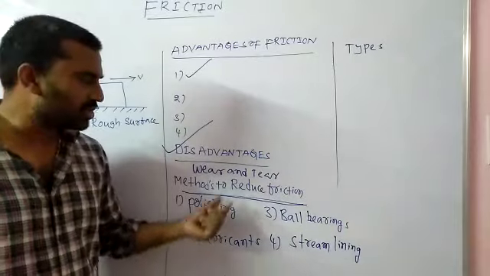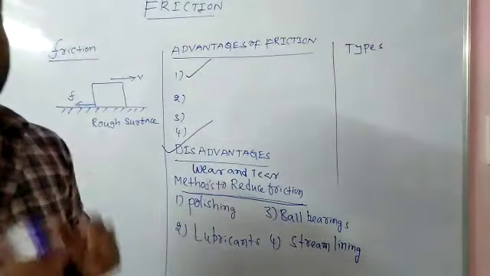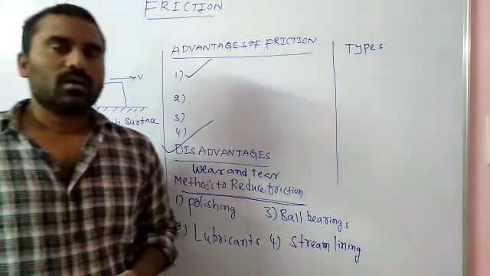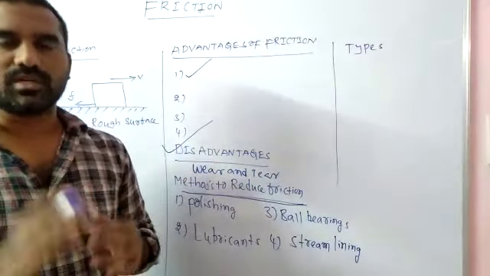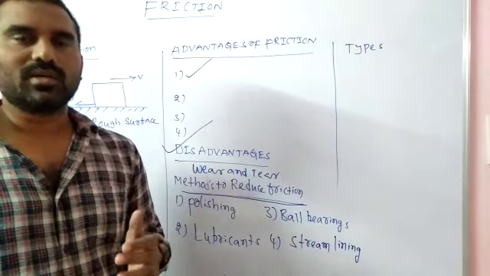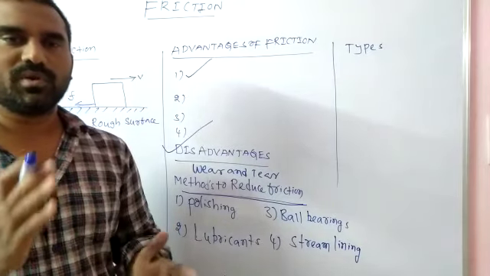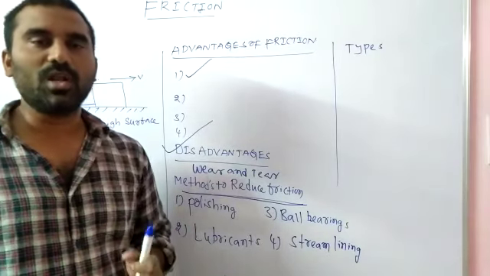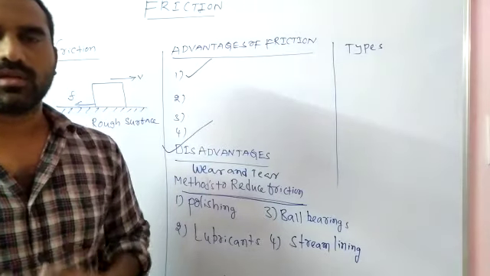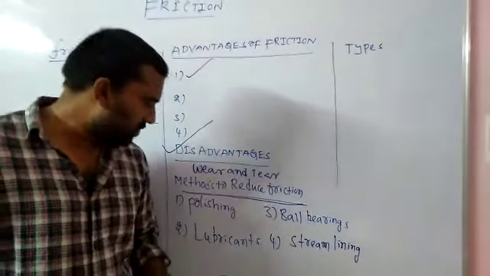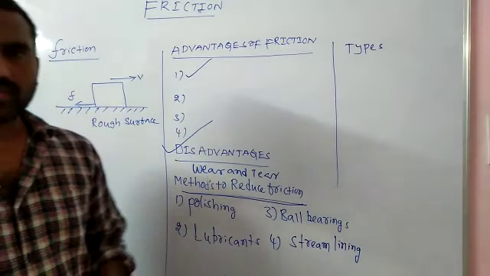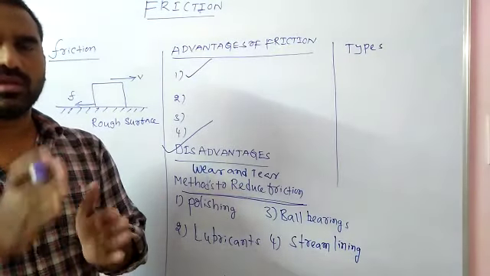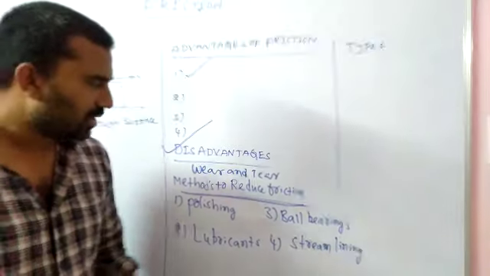What are the methods to reduce friction? The first one is polishing. By polishing the contacting surfaces to some extent, the friction between them can be reduced. The next one is lubricants. Grease or a thin layer of oil is applied between machinery parts to reduce the frictional force.